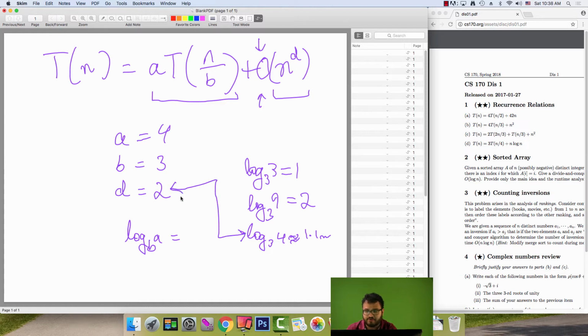2 is bigger. Great. And again, over here when we say plus n squared, we mean theta n squared. If there's no O bound, it means theta. So in this case, what's going to happen? Well, the answer is going to be theta n squared, because n to the power d in this case.